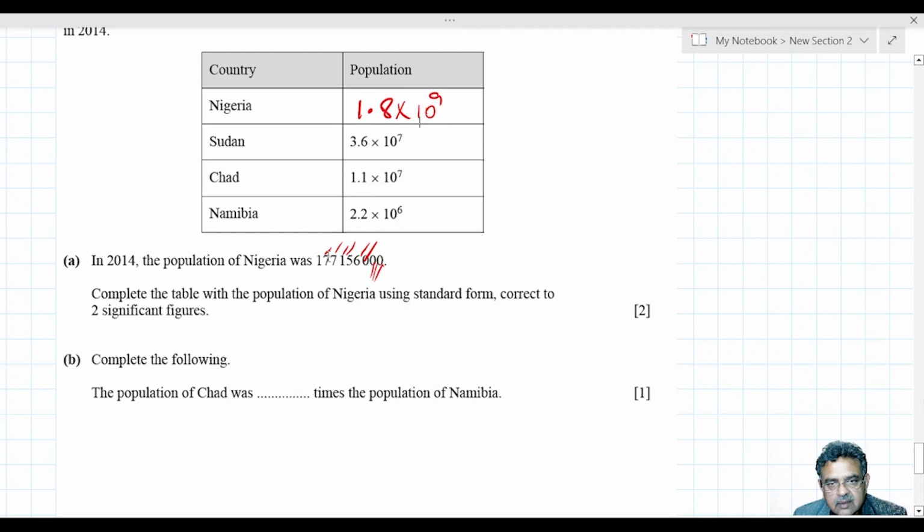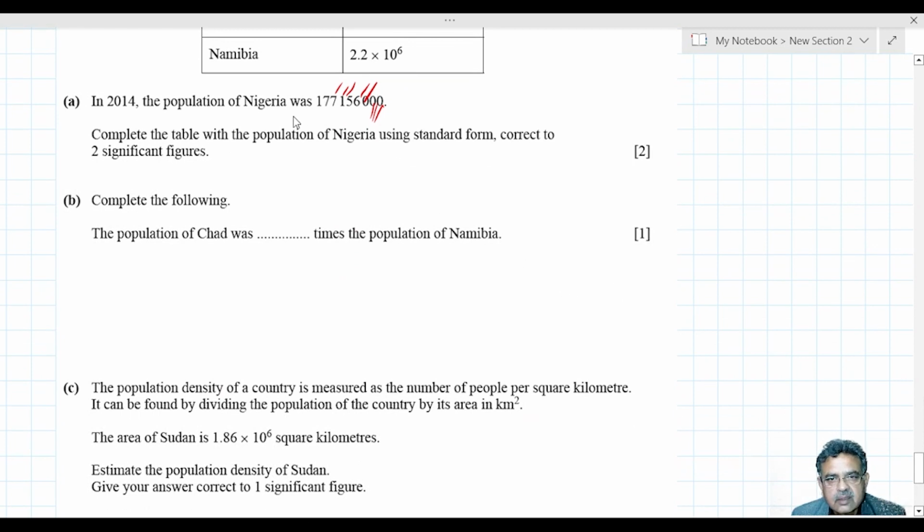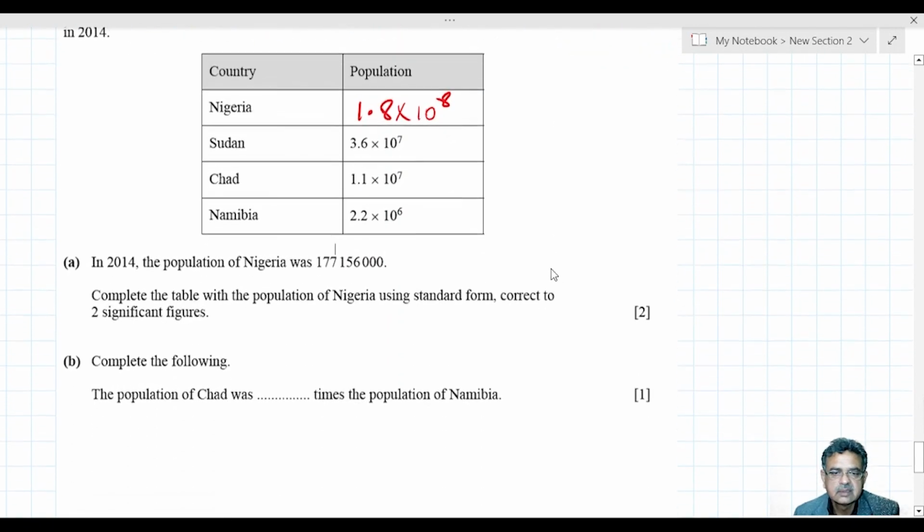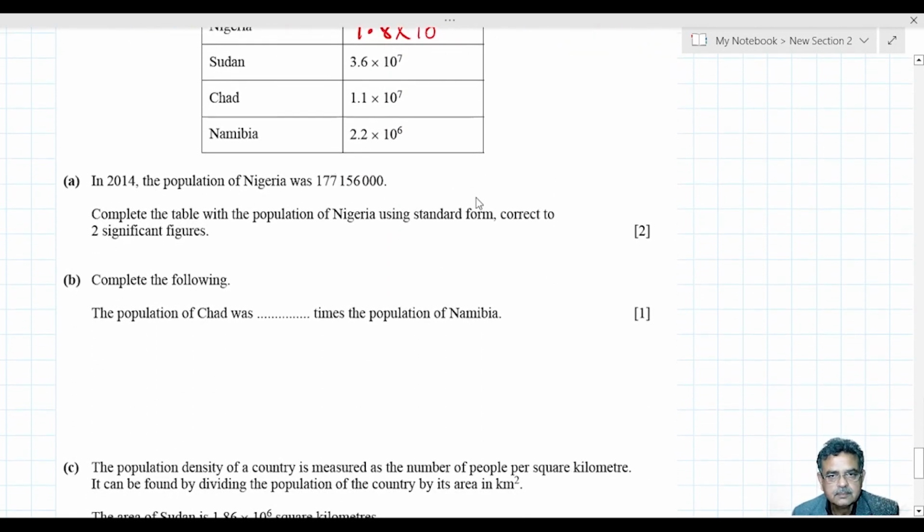Let's count it again. 1, 2, 3, 4, 5, 6, 7, 8. How much is it? 7 or 8? 1, 2, 3, 4, 5, 6, 7, 8. 8, not 9. This is 8. 1.8 into 10 to the power 8. Okay.